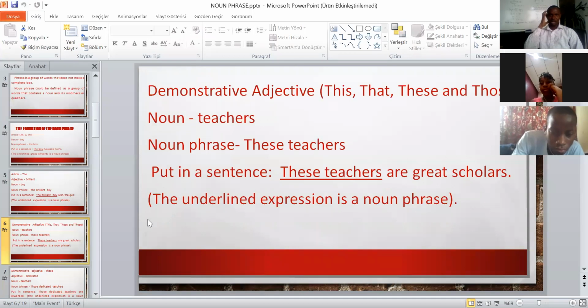We have demonstrative adjectives. These four words, this, that, these, and those, they all form demonstrative adjectives. Now, they also come before a noun, either a singular noun or a plural noun. So the noun there is teachers. The noun phrase, we have these and teachers together. This is, these teachers. So put in a sentence, we have these teachers are great scholars. These teachers is a good example of a noun phrase.